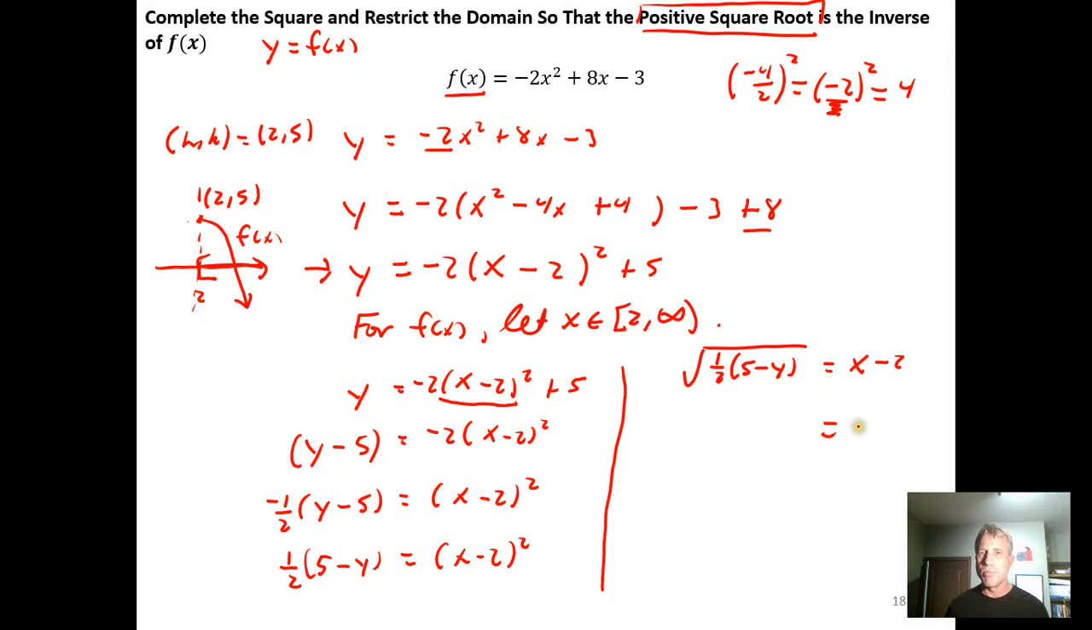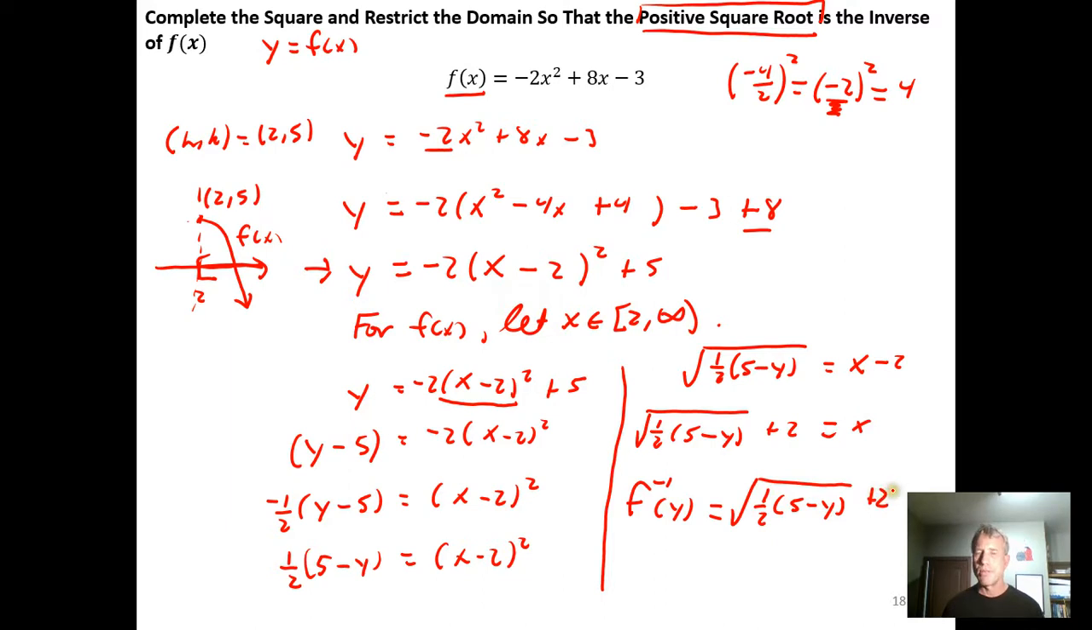So we add the 2 to both sides and we get the square root of 1/2 times (5 minus y), and then the plus 2. And here's our inverse function. And if we want to put it in function notation, I can just say f inverse as a function of the original output variable, which is now the input variable, is equal to the square root of 1/2 times (5 minus y), if we want to use function notation, plus 2. Hopefully my face didn't cover that up down there.